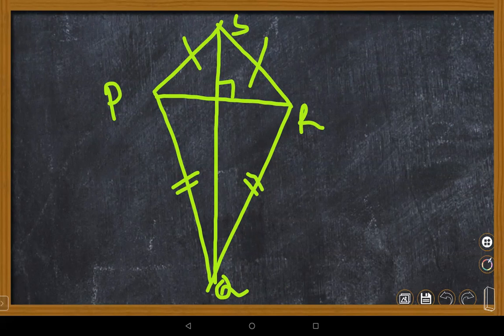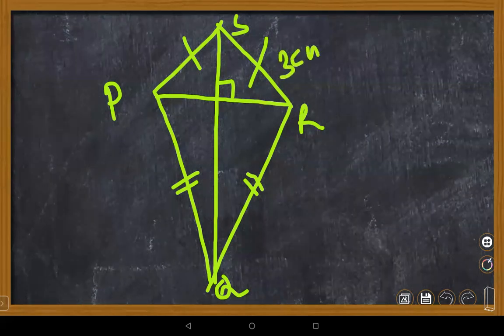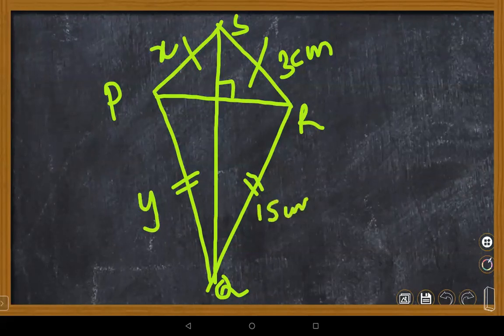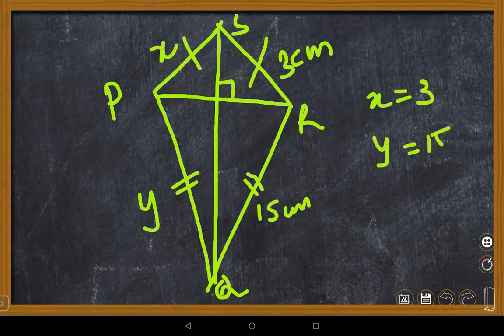Children, always try yourself whether it is possible to answer the questions or not. Please try to answer the question. Suppose this side is given as 3 centimeters. This side they didn't give. This is given as x, and this is given as y. This is given as 15 centimeters. You need to find the values of x and y. Ma'am, y is equal to 3, x is equal to 15. Yes, ma'am. Very easy, ma'am.